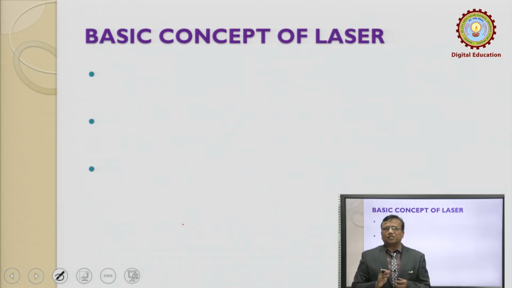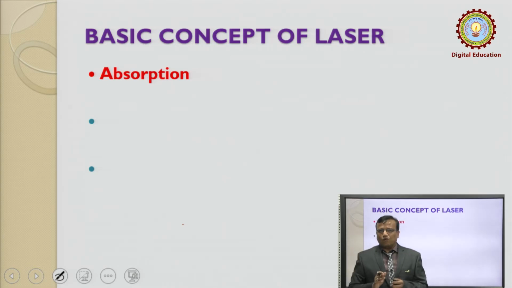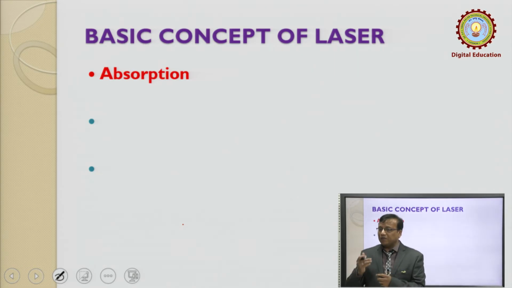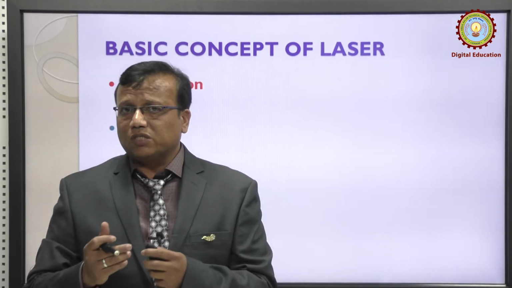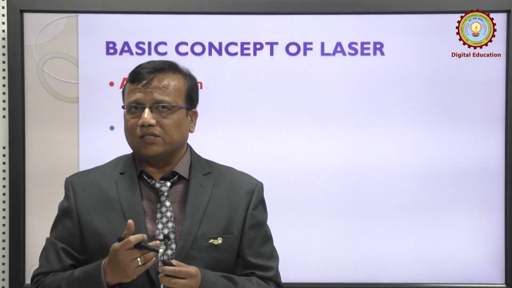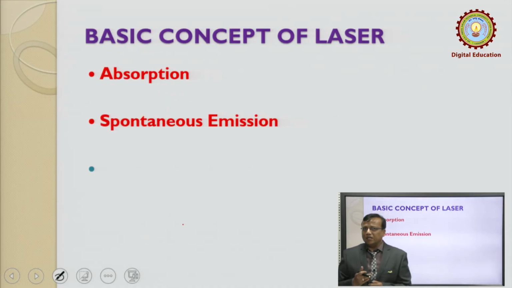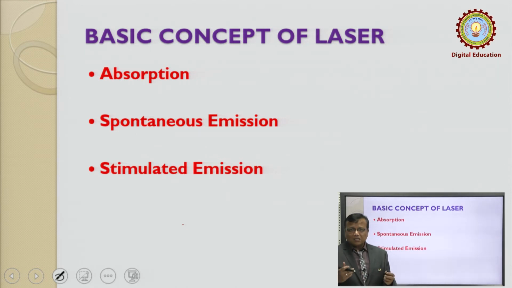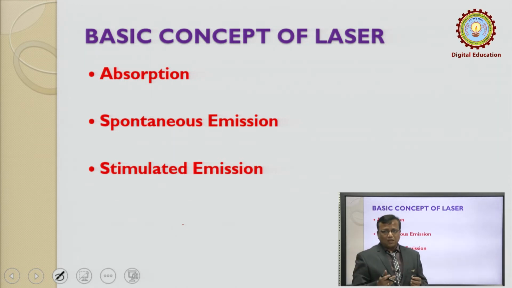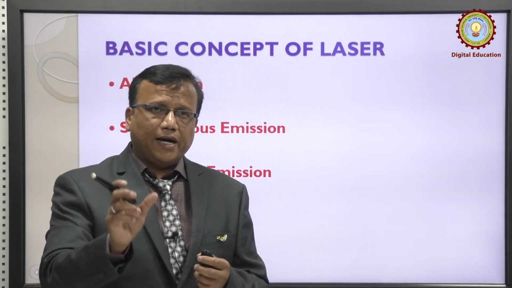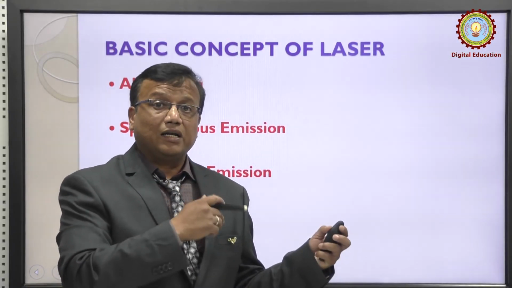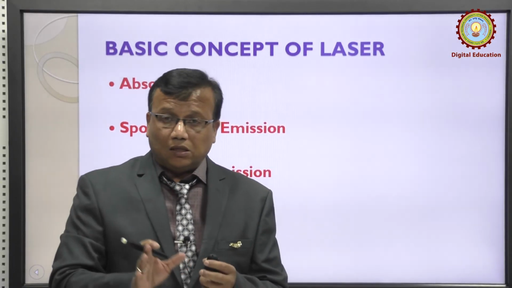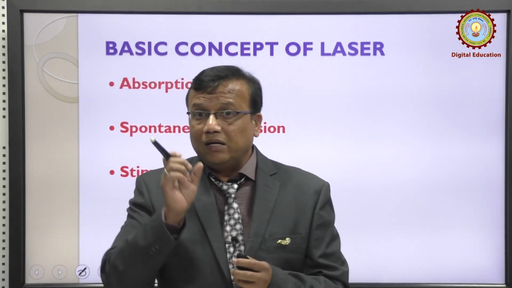So, the basic concept of the laser: first of all, whenever light interacts with matter, three processes come into play. The very first is induced absorption, the second is spontaneous emission, and the last one is stimulated emission. We will discuss briefly absorption, spontaneous emission and stimulated emission. As we have seen earlier, stimulated emission is the main characteristic.